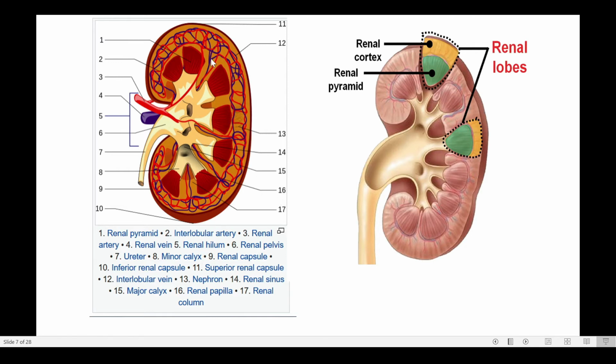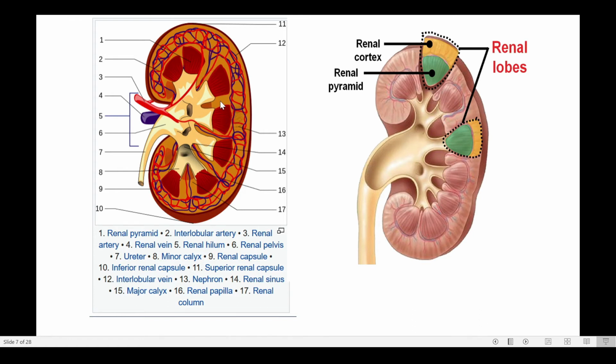Now here you can see in the outer periphery there are lots of arteries and veins present with a rich blood supply, and they have also come inside. Here you can see all the branches have come inside also, and there are pyramidal structures in the medullary region. These are known as the renal pyramids. They are 8 in number in each kidney, and the pyramid has the renal lobes. Renal lobes are nothing but the renal pyramid and renal cortex together.